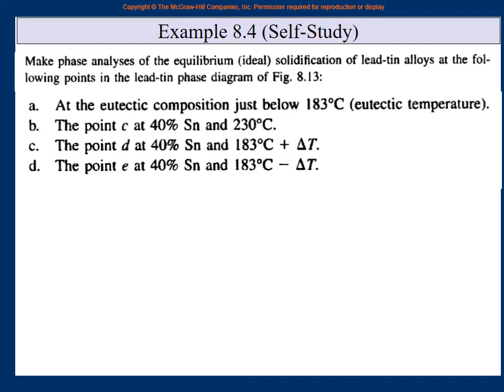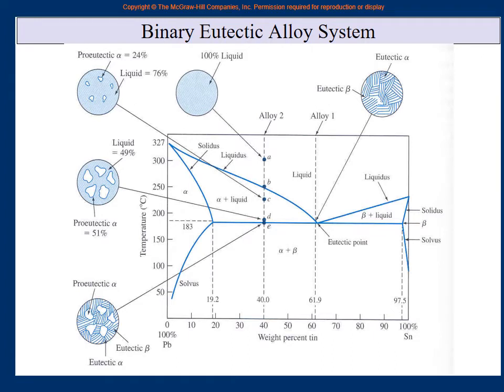At any given temperature, what are the phases, what are the compositions of the phases using the lever rule, what are the mass fractions of the phases, and what is the diagram in which you can show the structure. So whenever they say make phase analysis, then they want all these things. Now at the eutectic composition, 61.9% tin, just below 183 Celsius, that is one question. Then take a 40% tin alloy at 230 Celsius, and so on. Those question points we have marked here already.